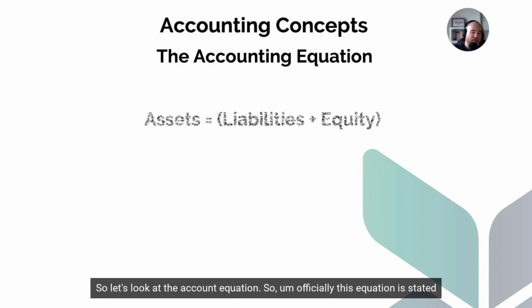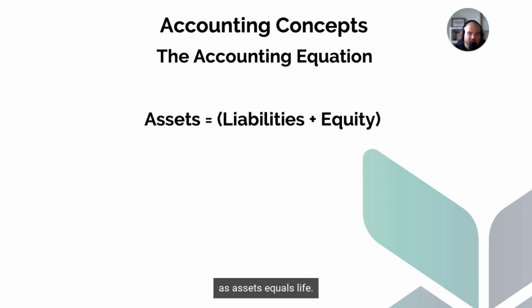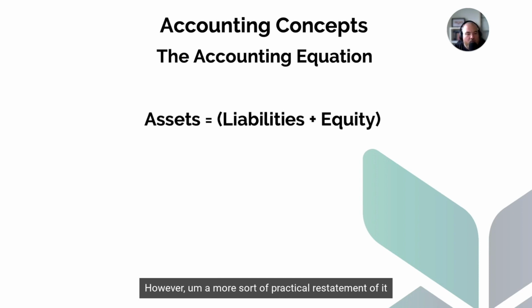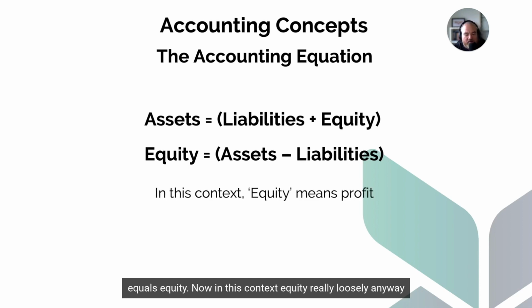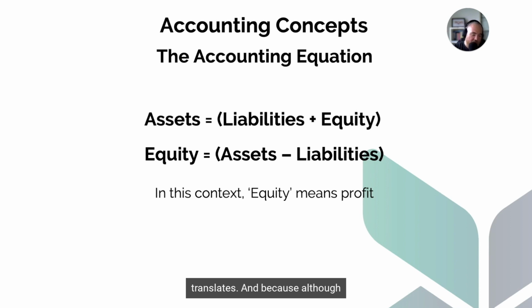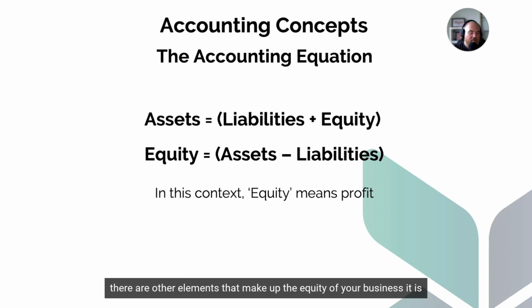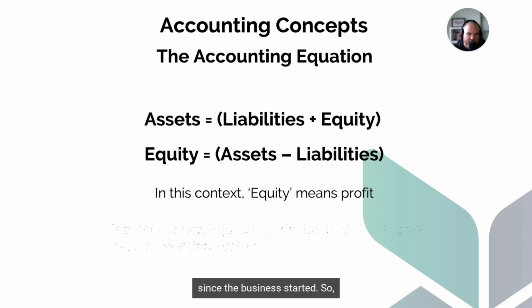So officially, this equation is stated as assets equals liabilities plus equity. However, a more practical restatement of it is equity equals assets minus liabilities, or assets minus liabilities equals equity. Now, in this context, equity loosely translates as profit, because although there are other elements that make up the equity of a business, the vast majority of it is going to be the profit you've made since the business started.